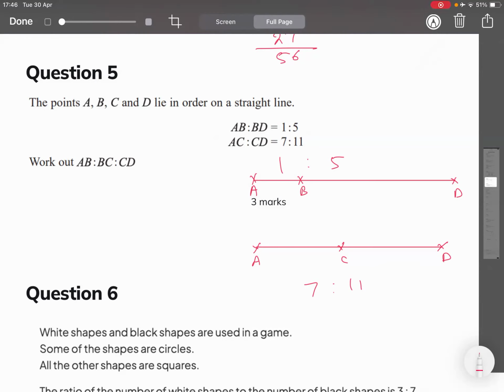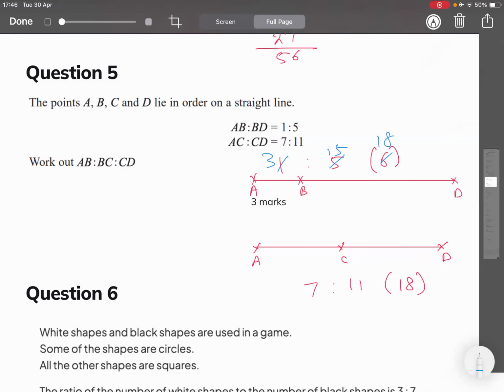Again, the total of this is 6, and the total of this is 11 plus 7, 19. So what do I have to do? Just times this ratio by 3. And now I can merge them.